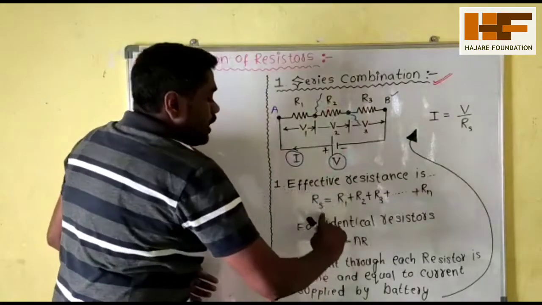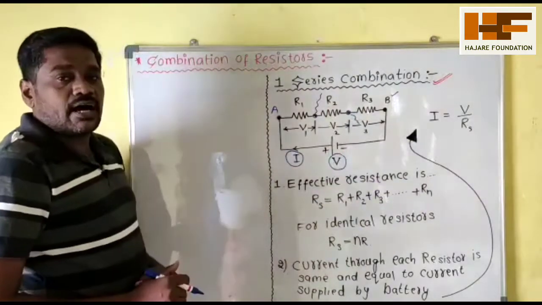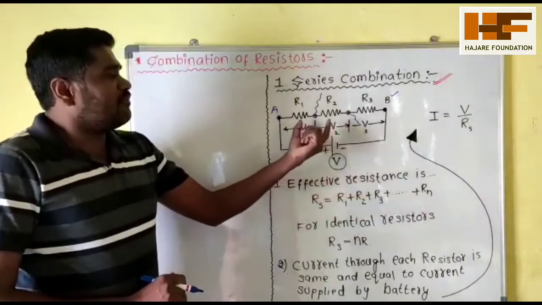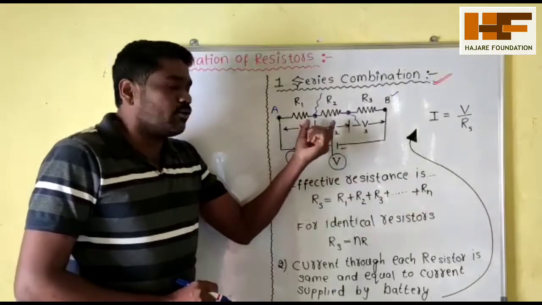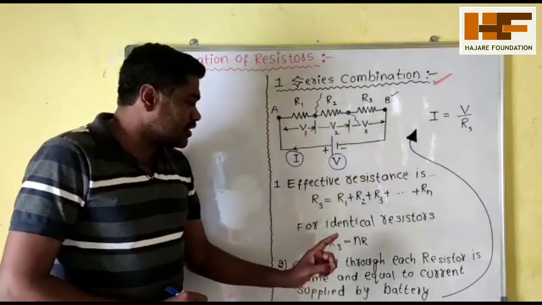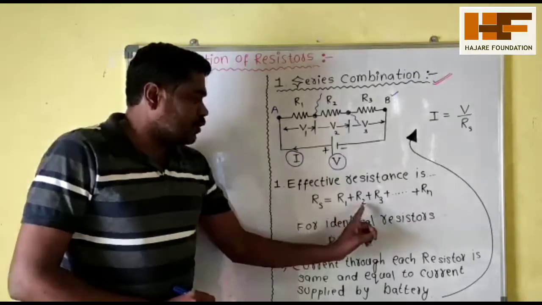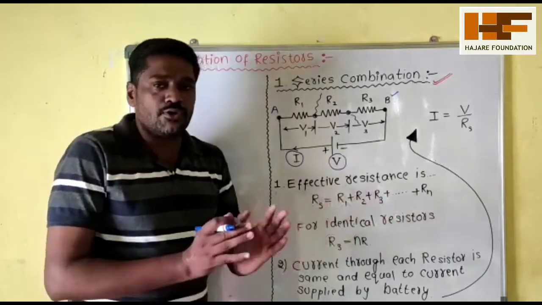Effective resistance is equal to what? Rs is equal to R1 plus R2 plus R3 plus and so on up to Rn. Here, only for convenience, I have connected only 3 resistances in the series combination. The formula is Rs is equal to R1 plus R2 plus R3, you just have to add them up.